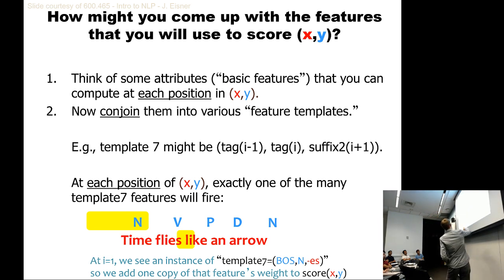So if the template was looking at, say, this previous tag, the current tag, and the suffix, then you could look for, say, the first two words you could have noun and verb as the previous tag and current tag, and then the next word is the word like.